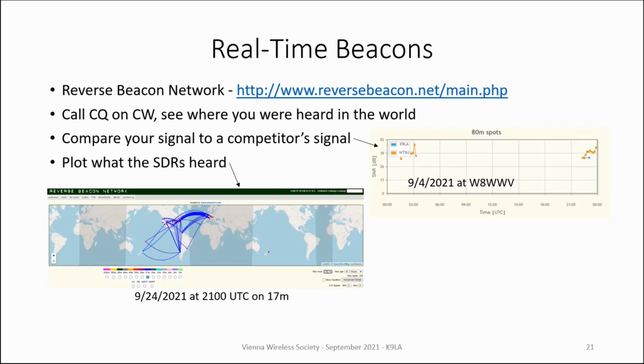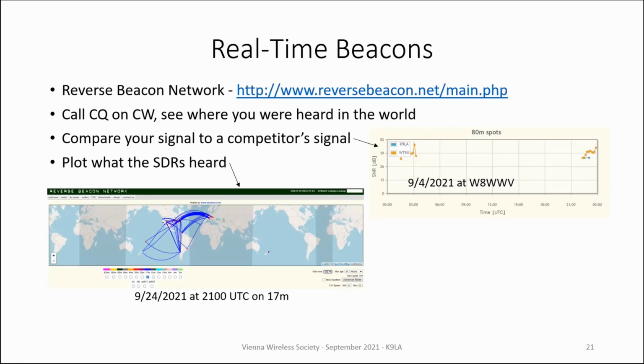Another interesting thing is you can compare your signal to a competitor's signal, and that's what I'm just trying to show. This was from one of the CW Ops recent contests. Blue is me, WT9U is just a little bit north of me. He's orangish. And you can see in this time frame, he was calling CQ a lot more than I was. But you can see that we were kind of even in signal strength. But then a little bit later, he had me beat by several dB, in fact.